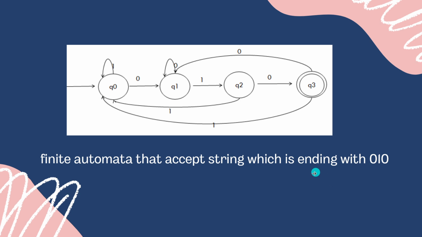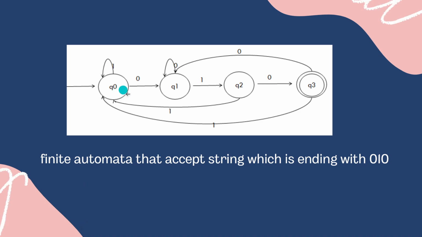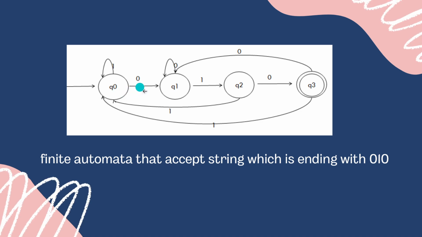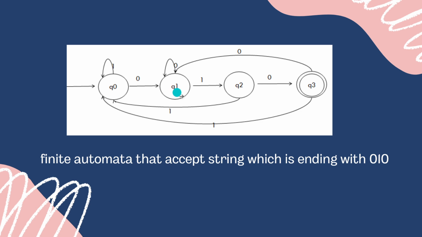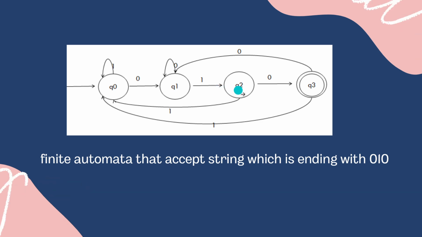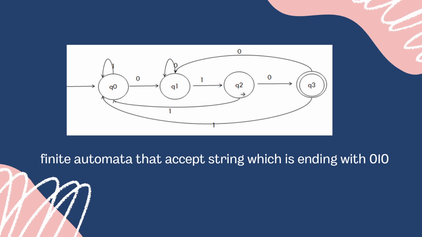In this, you can clearly see that we are starting from q0. This is the initial state. When it receives 1, it goes back to q0. If it takes 0, then it goes to the next state, that is q1. If it takes 0, then it stays in the same state, q1, and if it accepts 1, then it moves to q2.